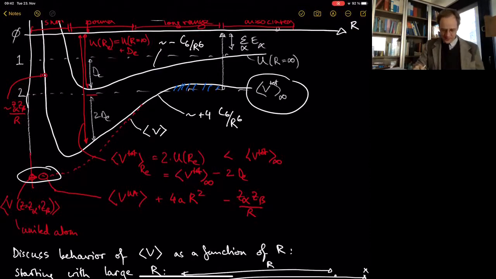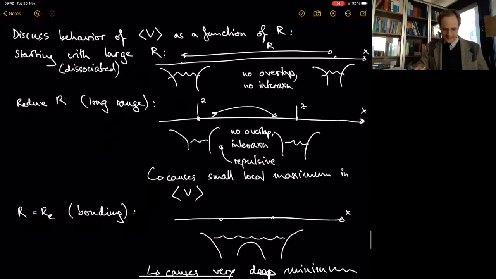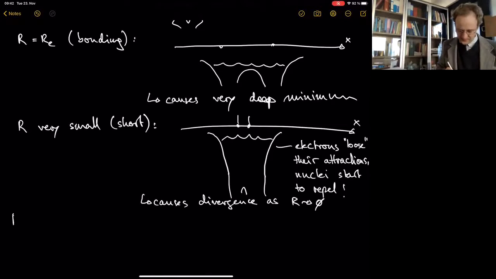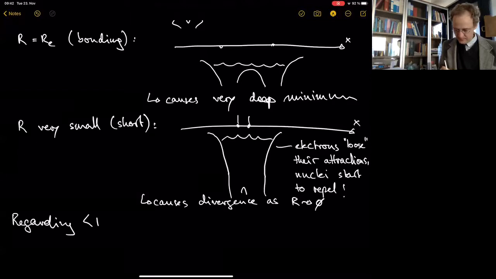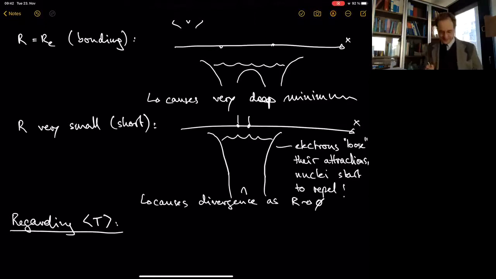Now, in terms of kinetic energy, right? We can do a similar discussion. You also have the same limit. So regarding T, right? You can repeat the discussion.